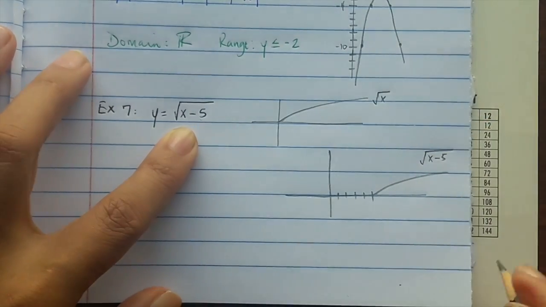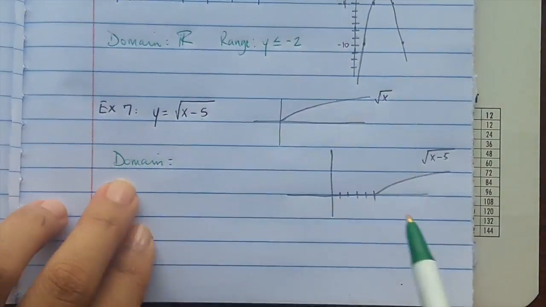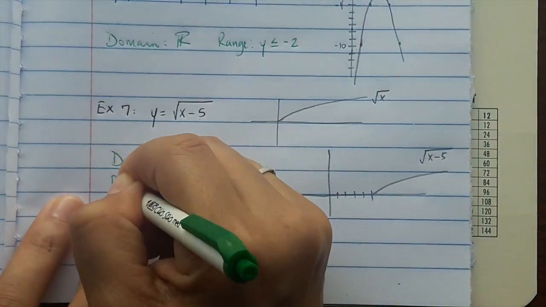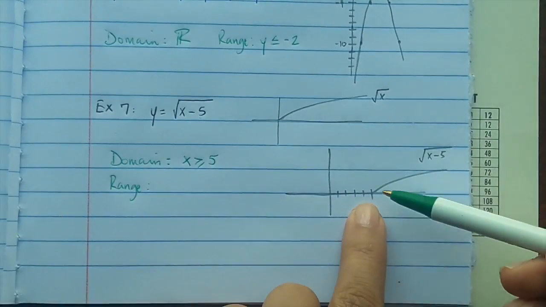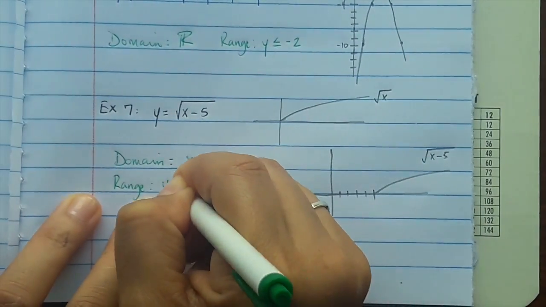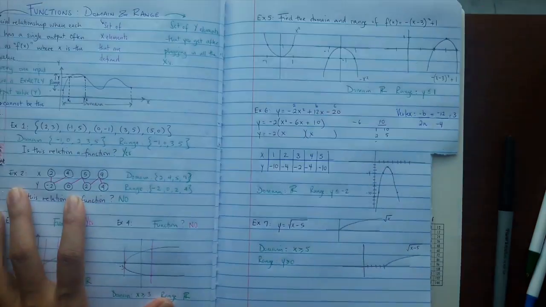Now once I have this, what's the domain? Well, the domain can't go past that 5. So it's everything greater than or equal to 5, because it is defined at 5. My range is everything positive, because you can see there's no graph on negative. So you could just write y is greater than or equal to 0. Alright, let's take a look at one last example.